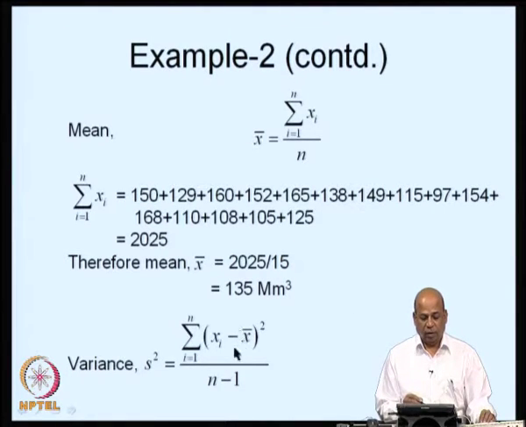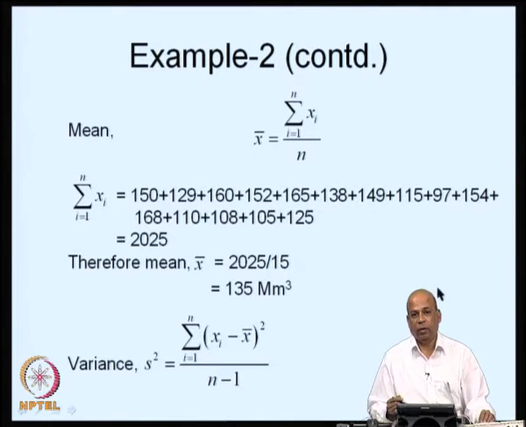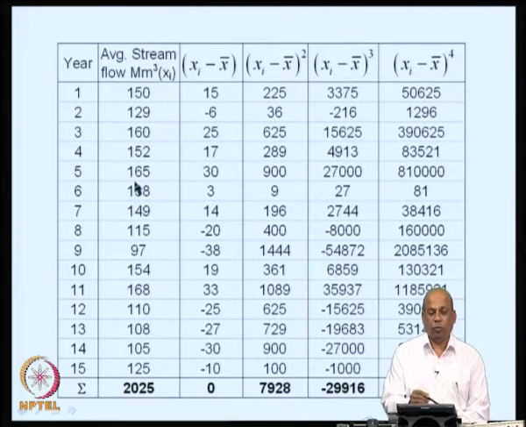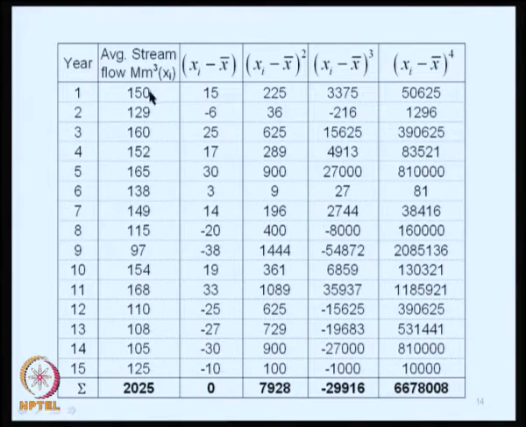The variance is given by the summation of x I minus x bar the whole square divided by n minus 1. Once you get the sample mean x bar, you open out a tabular column, because you need all these powers: x I minus x bar the whole square, x I minus x bar the whole cube and so on. So, this column gives you the year number, I equal to 1, I equal to 2, and so on up to I equal to 15, and these are the actual x I values: x 1 is equal to 150, x 2 is equal to 129 and so on.